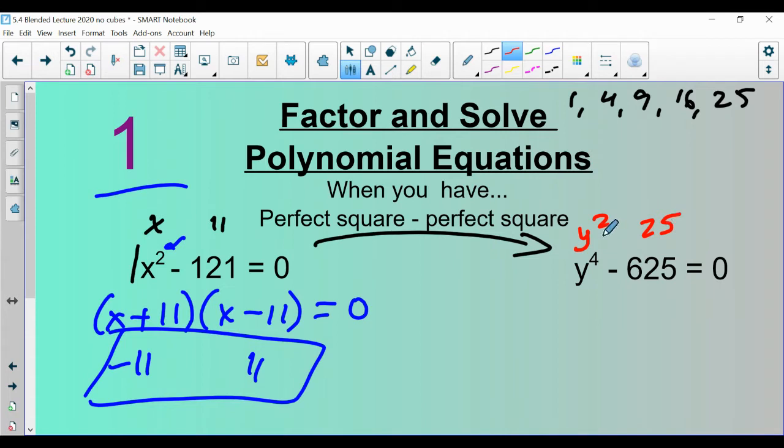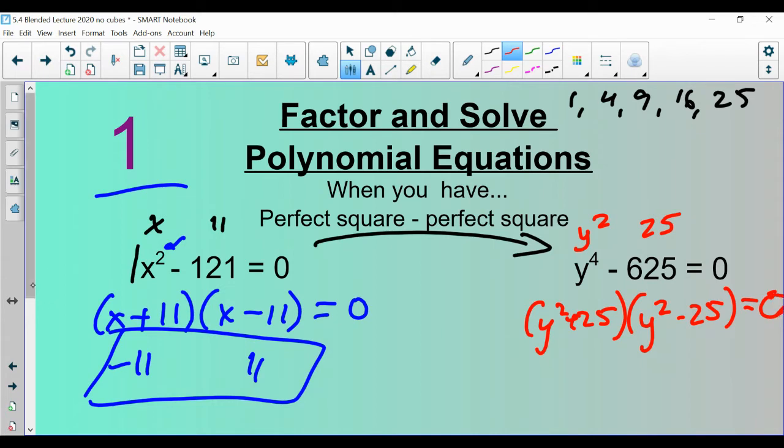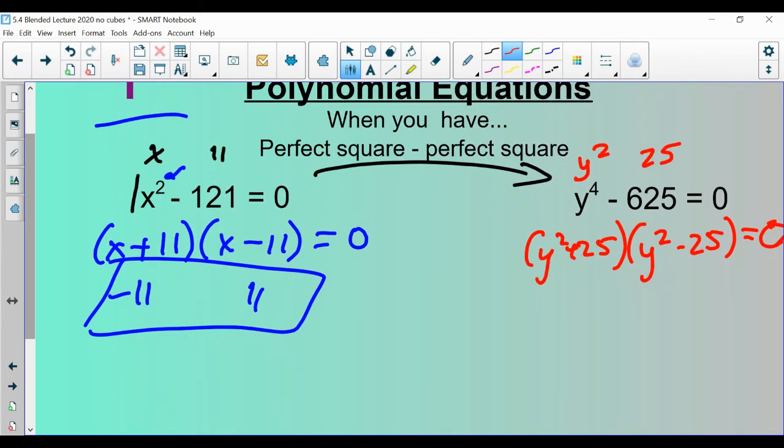So then to factor this, you would do y squared plus 25 and y squared minus 25 equals 0. Our goal is to solve this to figure out what actually makes it 0, and that was a big step in getting us there. This statement here could actually be factored again.